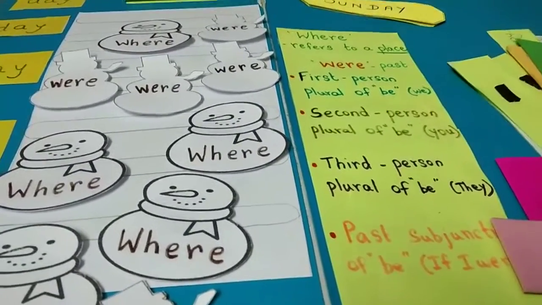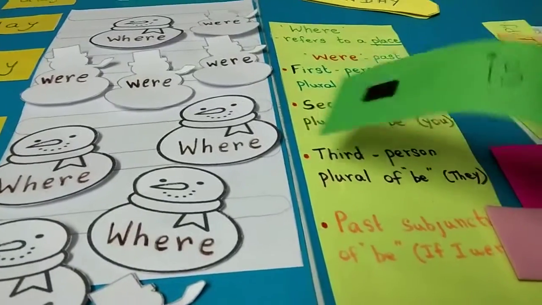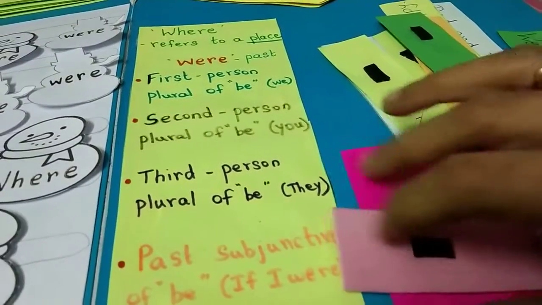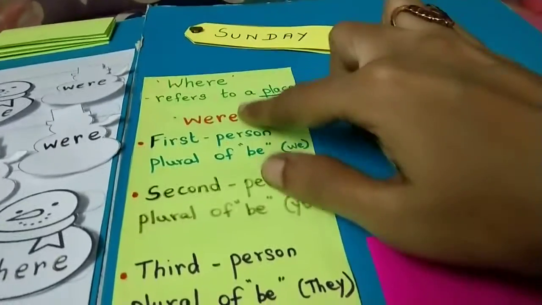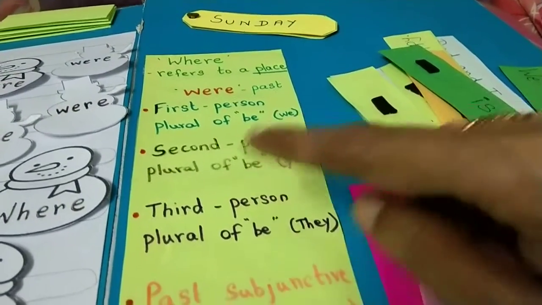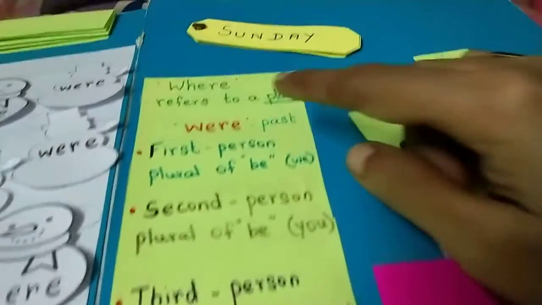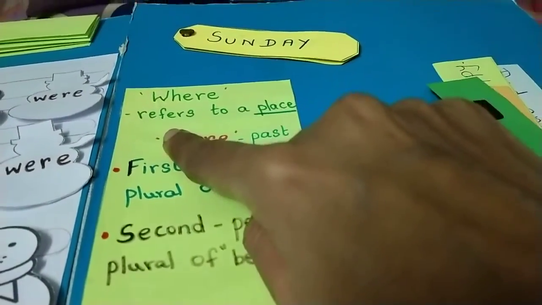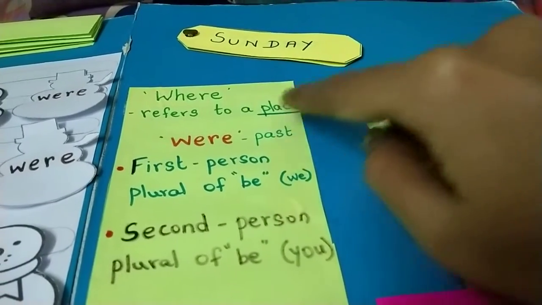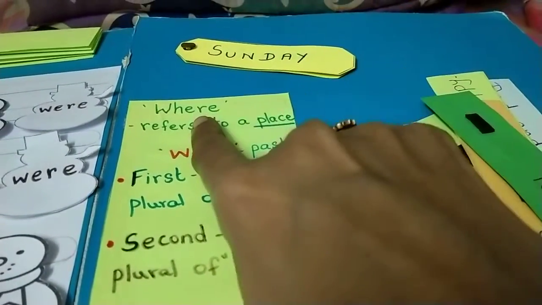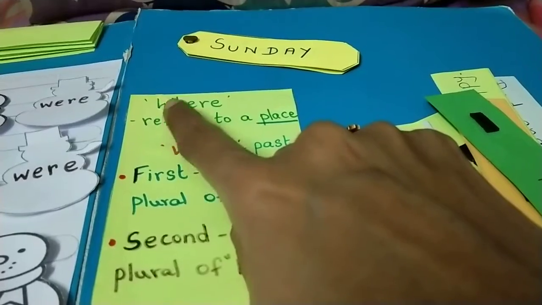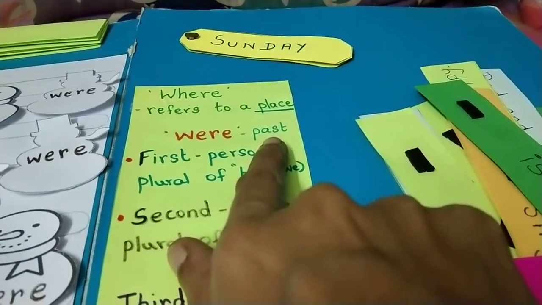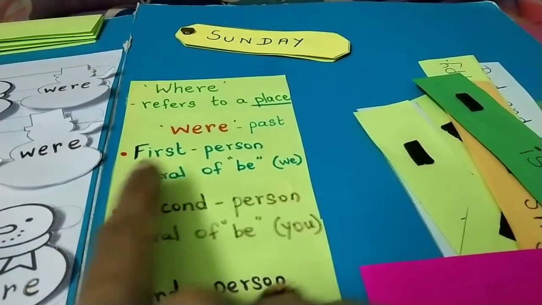To know the difference between "where" and "were", I've made simple sentences. First I stuck a paper and wrote the details, the rules of "where" and "were". Where will we use it? It refers to a place. In that case we use W-H-E-R-E, and the other word, W-E-R-E, is usually in the past tense.